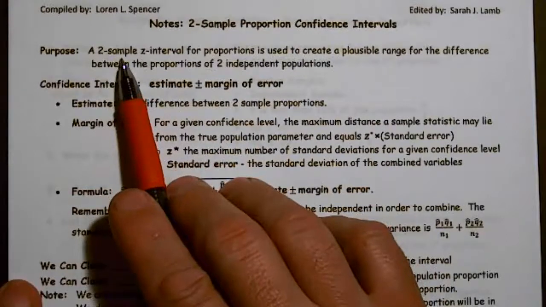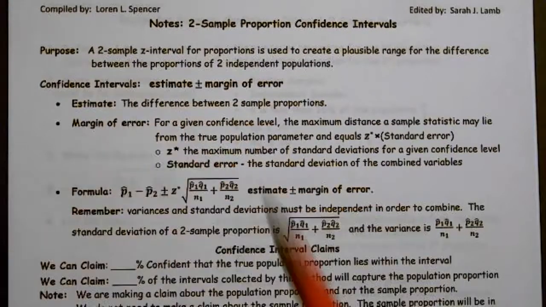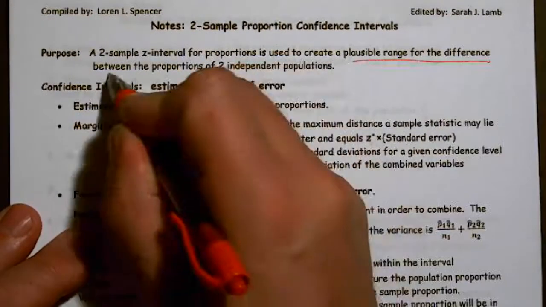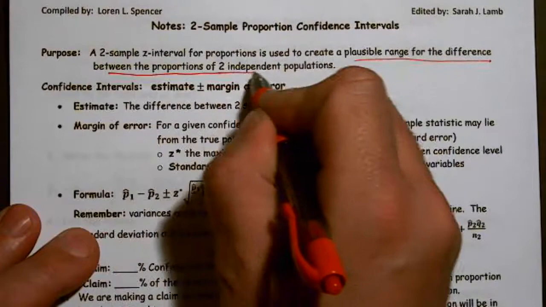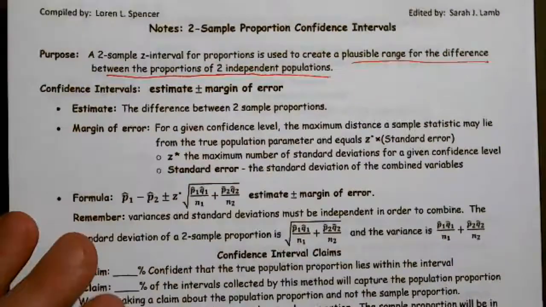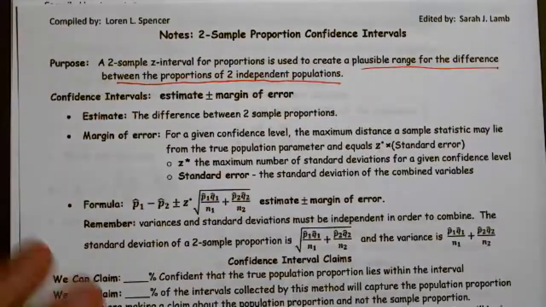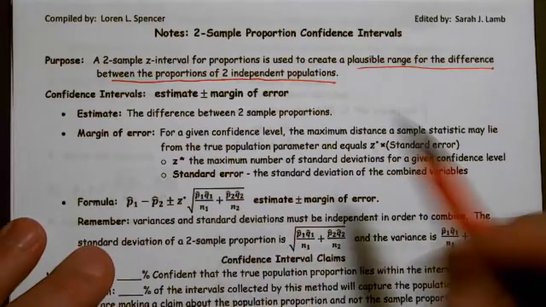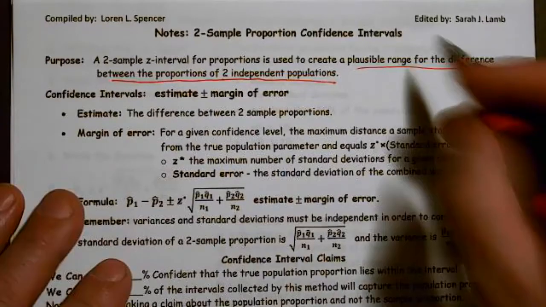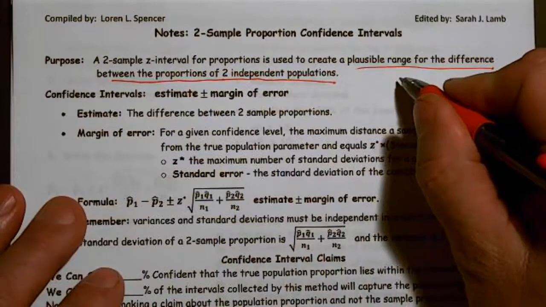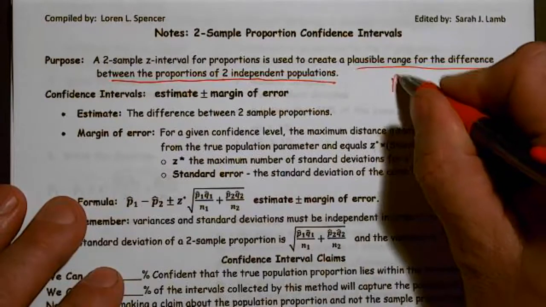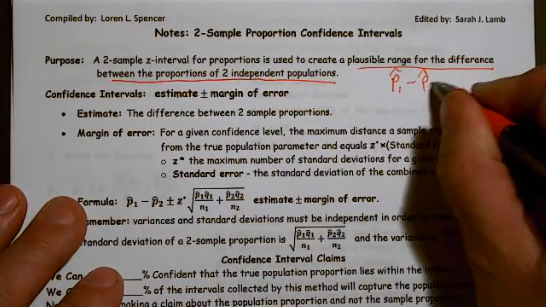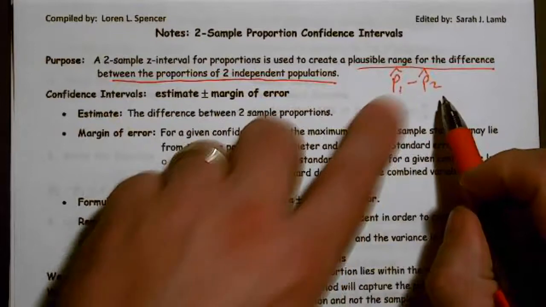But first off, the purpose is to create a plausible range for the difference between the population proportions of two independent populations. All right. So trying to find the plausible range. And basically that's saying that we're going to be finding a difference, which means we're going to be subtracting. And of course, we'll use sample proportions. And this will be shown as p hat 1 minus p hat 2. We'll be finding our difference.